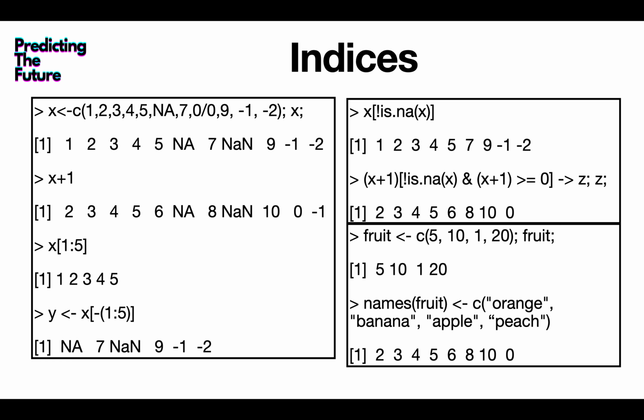We can also create a sub vector using booleans. For example, here on the right side, the first equation, x bracket exclamation mark is.na x, is to take all the values that has a value. It's not available. So we're taking all the elements, index elements of the vector x that is not NA, or is also not a number.